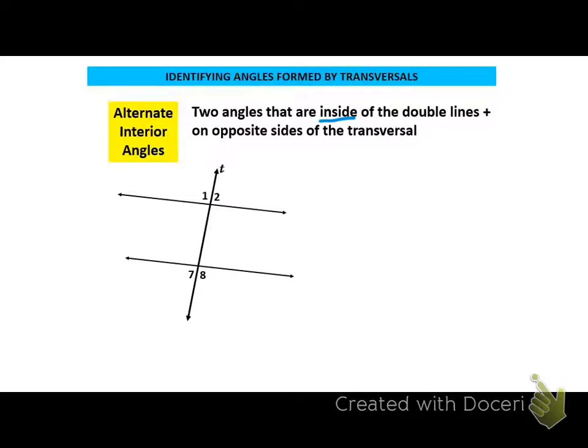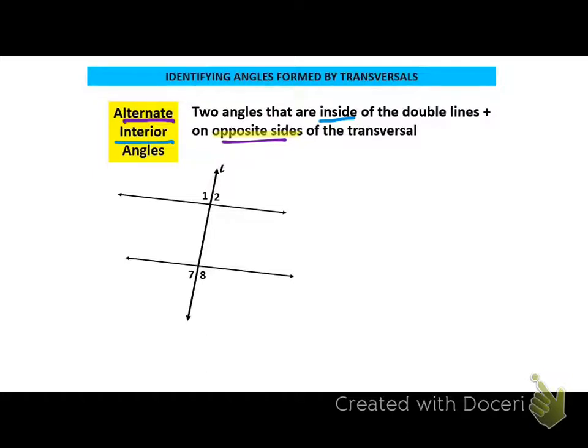You're writing this in. They're on the inside. That's where the word interior comes from. 2 angles that are on the inside of the double lines. And on opposite sides, that's where the word alternating comes from. They're on opposite sides of the transversal. So alternate interior: they're 2 angles that are on the inside of the double lines and on opposite sides of the transversal.